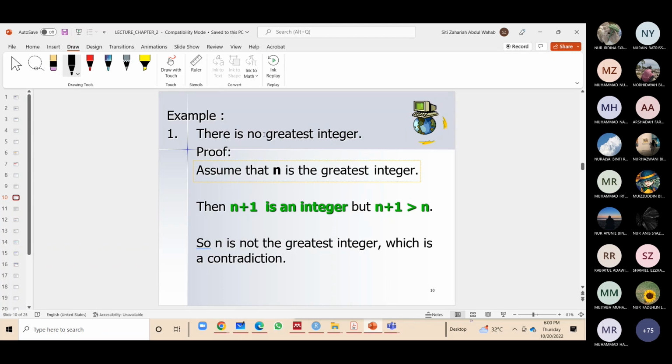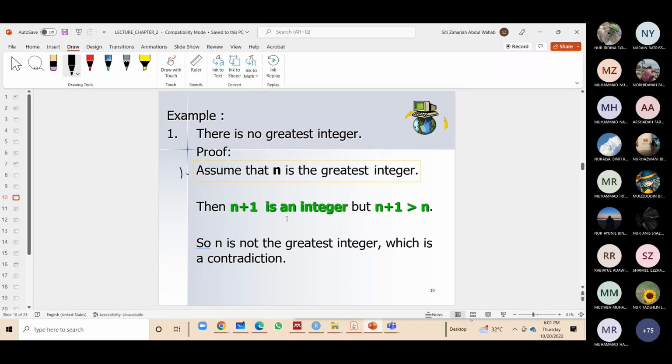Okay, look at this example. There is no greatest integer. This is our assumption. Step 1: assume that n is the greatest integer. Can you see? This is the opposite statement, the contrast statement, to the question. In this question there is no greatest integer, but in our statement we assume that n is the greatest integer. We use n here.